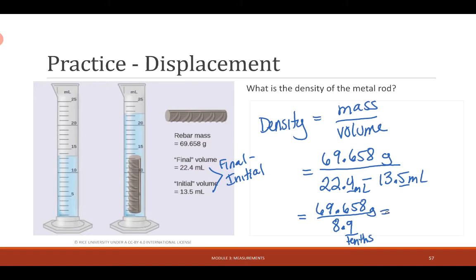Now I have to apply the division rule, which is the same as the multiplication rule. And so my numerator has 1, 2, 3, 4, 5 sig figs, and this has 2. And so my answer is going to have 2 sig figs. But let's go ahead and write it out. 69.658 divided by 8.9. And so that's 7.8267 grams per milliliter. That's 2 sig figs. And so I'm going to round down. And so my answer will be 7.8 grams per milliliter.